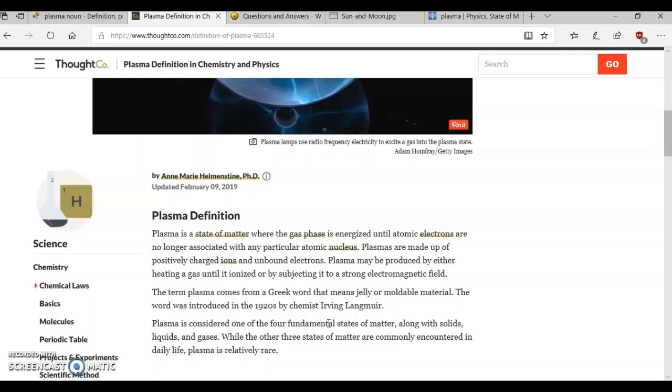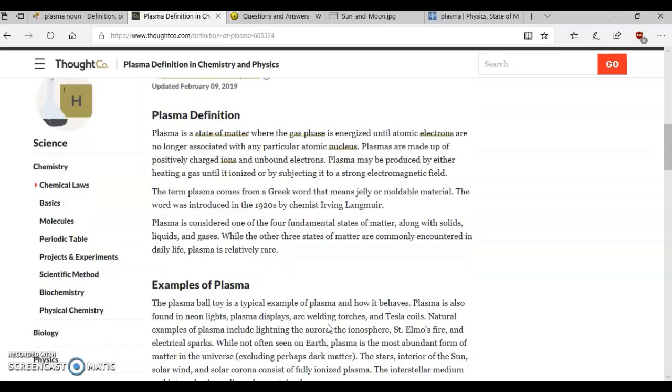The term plasma comes from a Greek word that means jelly or moldable material. The word was introduced in the 1920s by chemist Erwin Langmuir. Plasma is considered one of the four fundamental states of matter, along with solids, liquids, and gases. While the other three states of matter are commonly encountered in daily life, plasma is relatively rare.